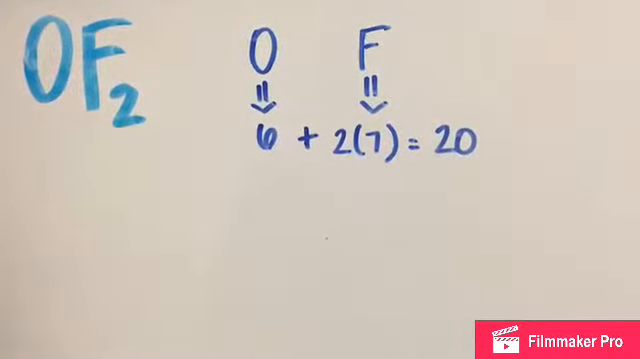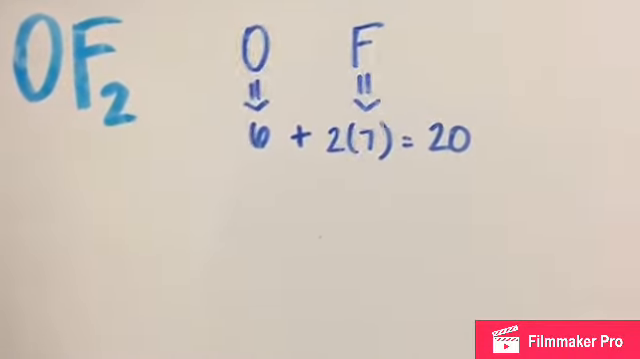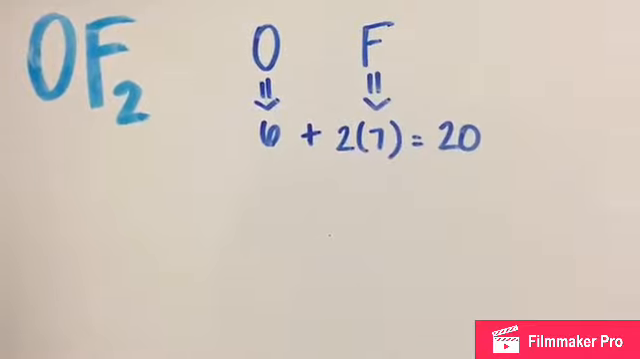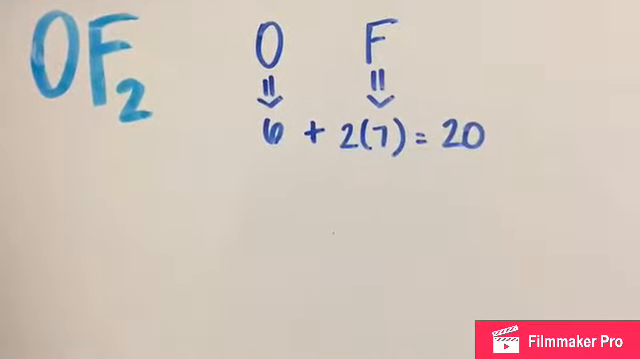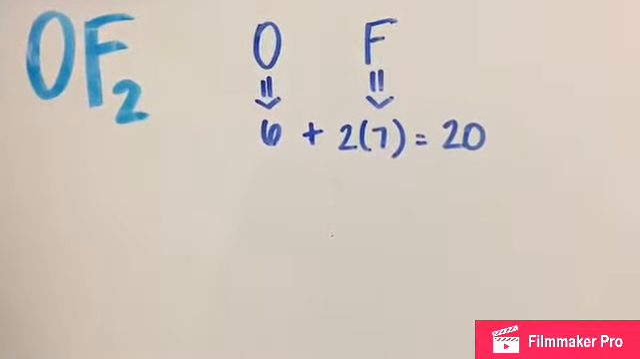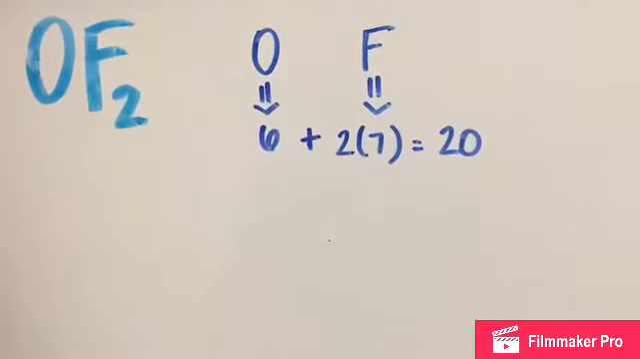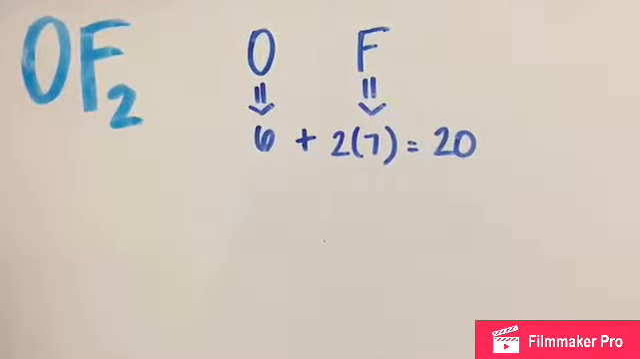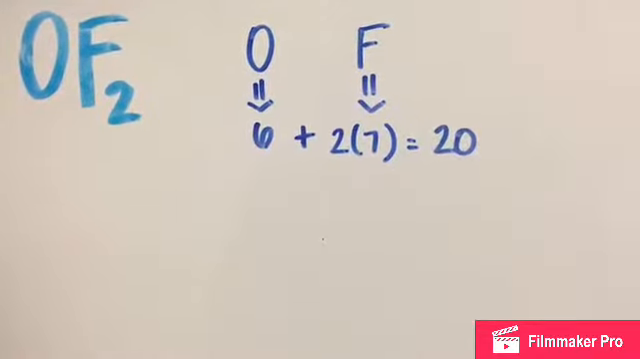Now let's take a look at the OF2 molecule. We'll begin by, again, drawing the Lewis structure first. Let's take a look at the valence electrons. We get 6 valence electrons from the O atom and 7 valence electrons from each fluorine atom, and when we add those together we get 20 electrons.